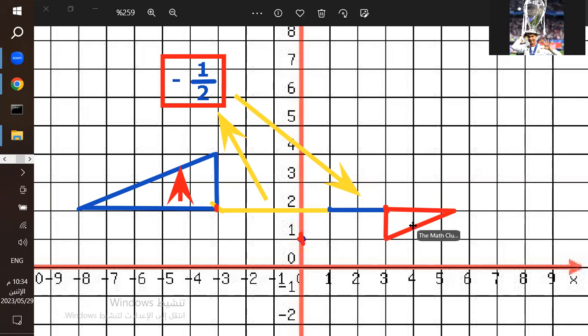So this one is half of this one. It's obvious. And it's looking down. Why is it looking down? Because it's a negative scale factor. Good.